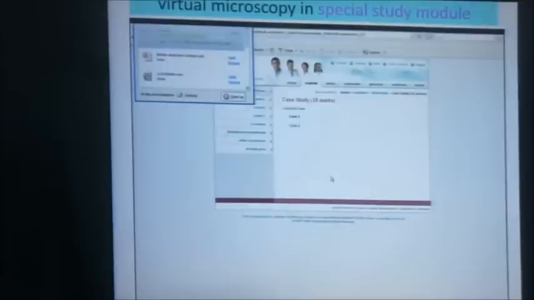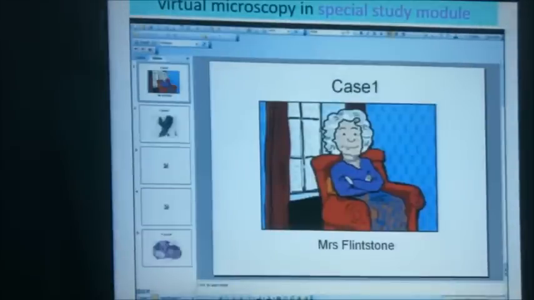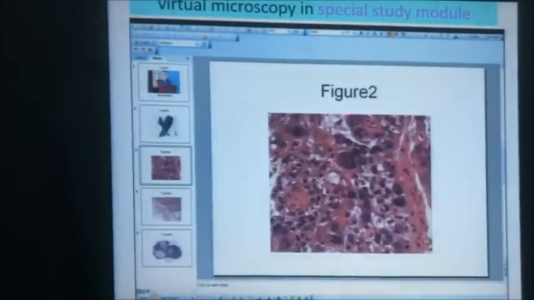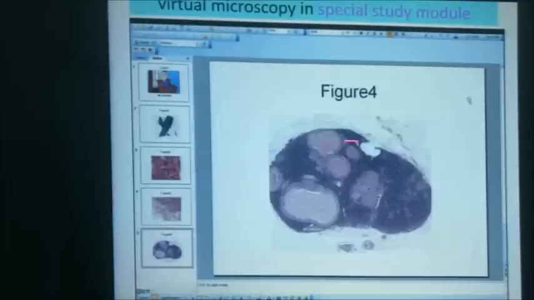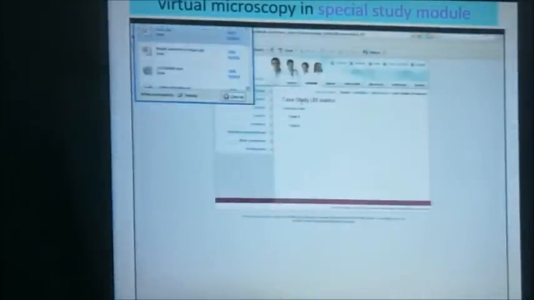You'll open this case study, and you will be asked some questions. So case 1, for example: this is urine cytology, this is the biopsy, this is the lymph node metastasis, and you'll be asked a question about that.